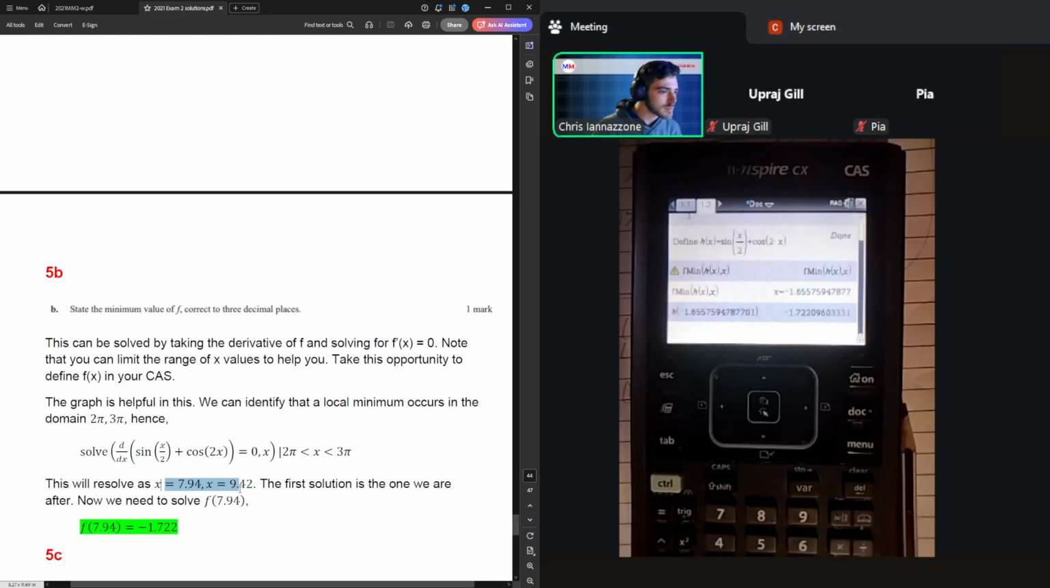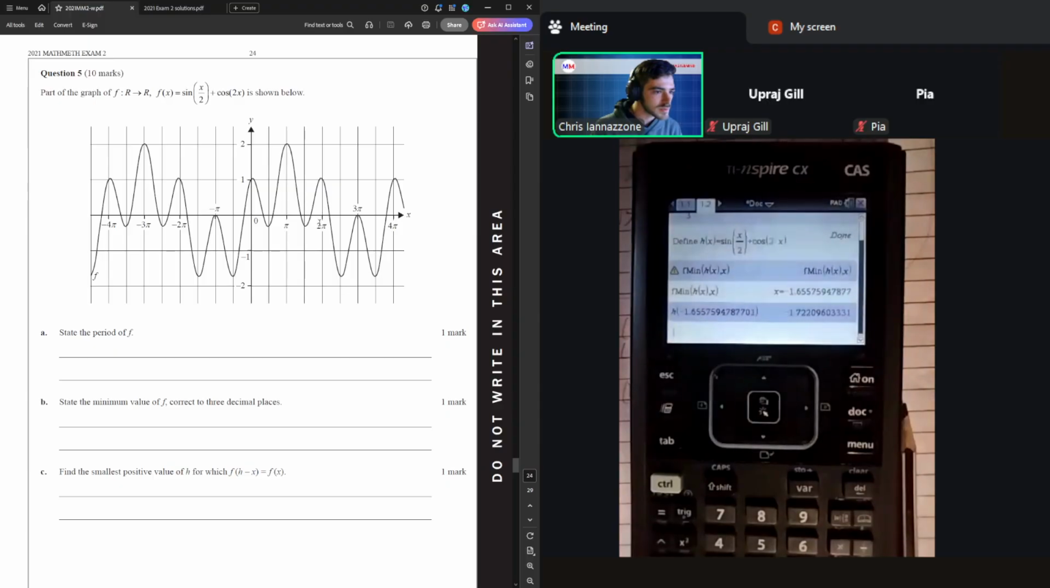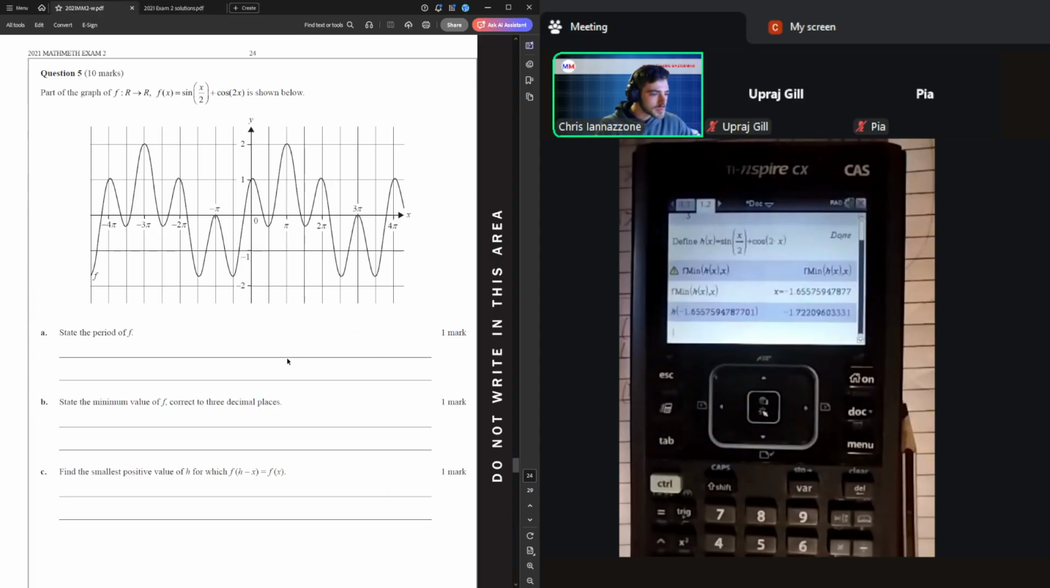I did a diff equals 0 approach in the CAS, or in the pre-written notes, and it gave me different x values than this one, but I guess that makes sense because I restricted it from 2 pi to 3 pi. I looked at the graph, saw there's a minimum from 2 pi to 3 pi, which does the job, I suppose. So you've got f dash is 0, you've got graphing tools, you've got fmin, whatever you want to use, all those work.